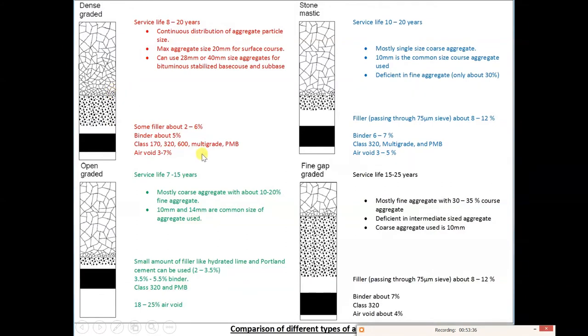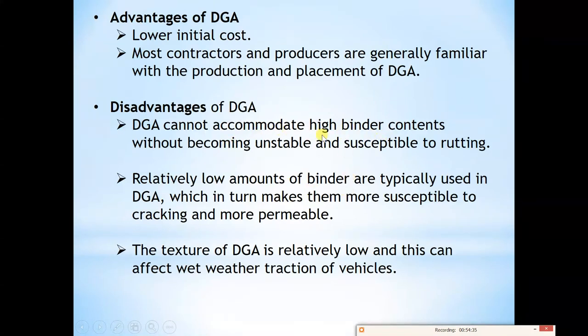Why is that? You can't increase the binder content because it doesn't have enough filler, and the filler is needed to provide the bitumen paste. It has quite a bit of fine aggregates, but they are not as good as a filler. The filler usually needs to provide the bitumen paste or the mastic. Compared to stone mastic, which has quite a big amount of filler at 8 to 10%, here it is about 2 to 3%. So for this dense graded asphalt, you cannot increase the bitumen content, you cannot accommodate high binder content.